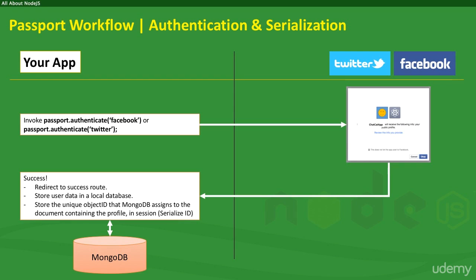To the user, you straight away get to the Facebook or Twitter login page. Once you log in and grant access, control returns back to your app along with the user data. Passport then allows you to search and store this data in a local database such as MongoDB, and it also stores the unique object ID in the session.